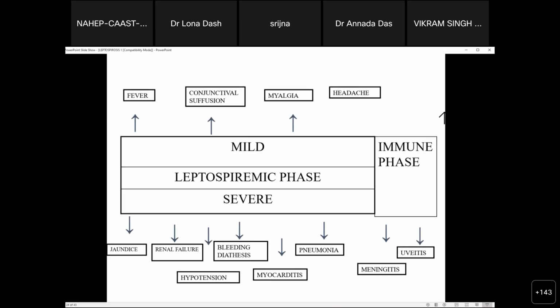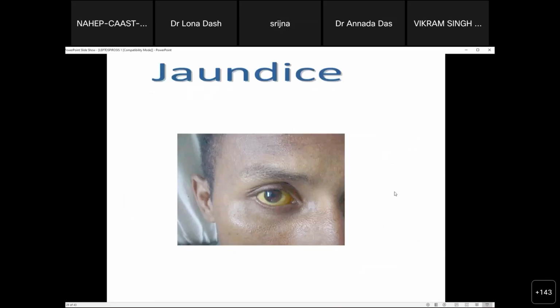Following the leptospiremic phase, or the phase when it is found in the blood, there is another phase called the immune phase, when the antibodies develop. Here is a patient showing jaundice.